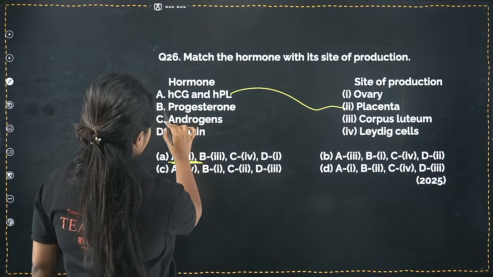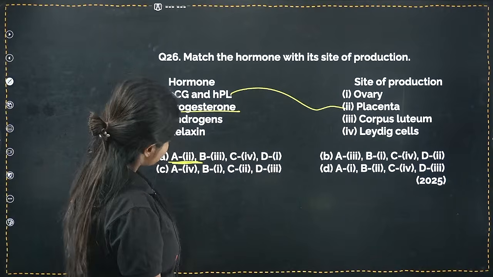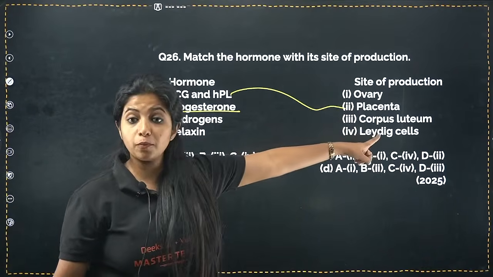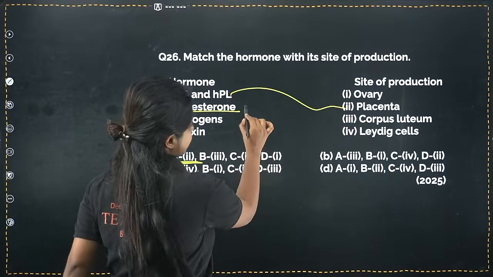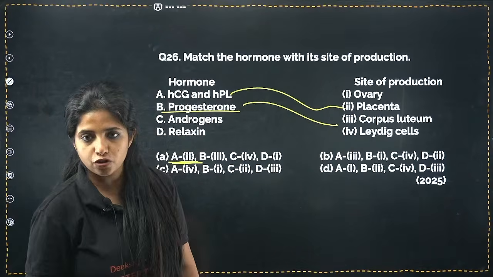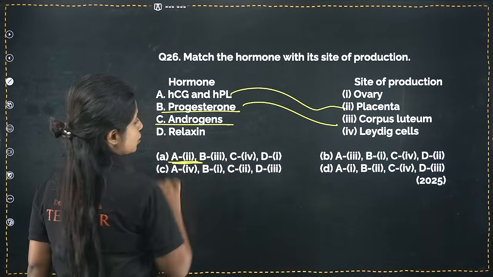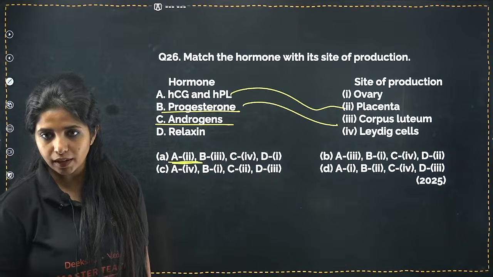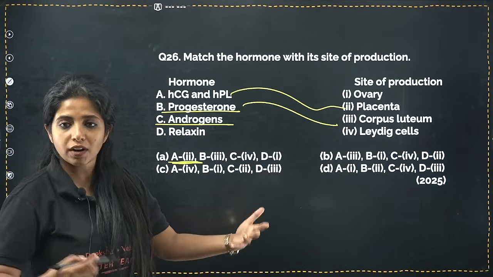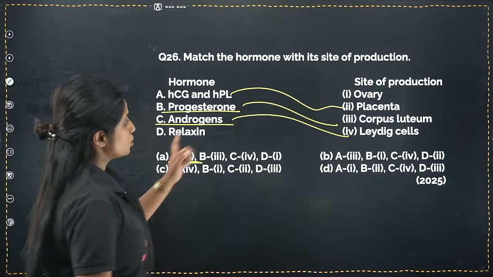Now, progesterone, it is the one that can be released from corpus luteum as well. Yes, you are correct. Corpus luteum can also release progesterone. Now, androgens, that is the male sex hormones out there. Male sex hormones as in testosterone and everything, they are released by the Leydig cells. So C goes with 4.